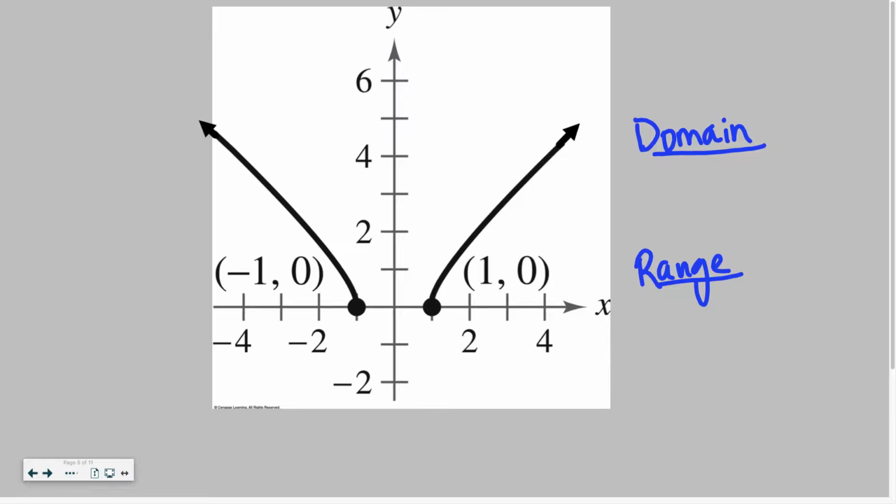Write down the interval notation for domain and range, and then check your intervals with the people in your pod to see if you agree.